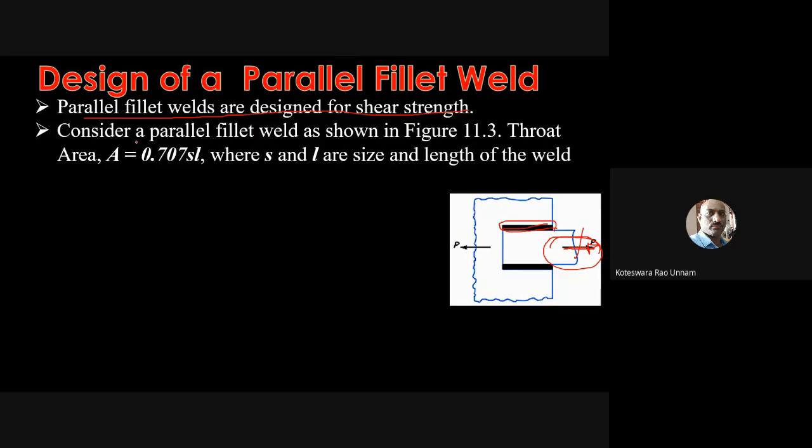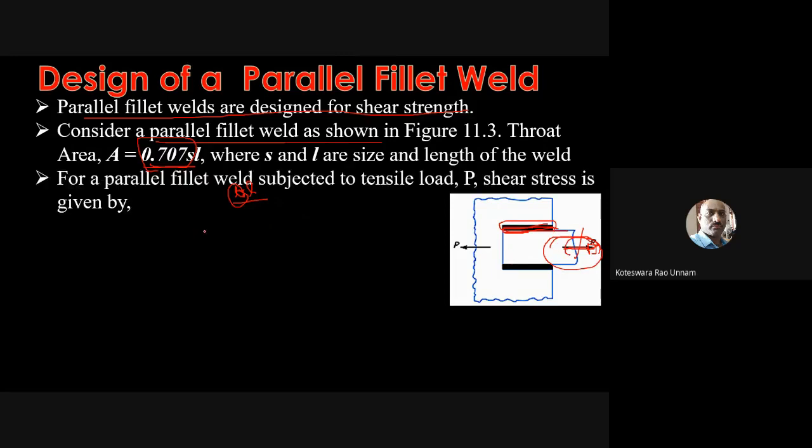Now consider again the parallel fillet weld as shown in this figure. The throat area formula is going to be the same. You have to take either T into L, or you can substitute T equal to 0.707 S. Either way you can do it. So T into L is the area of the weld, and load divided by area is going to be the stress. The only thing is here it is a shear stress, but the area resisting the given load is the same. Whether it is a normal stress or shear stress, it is going to be the same.